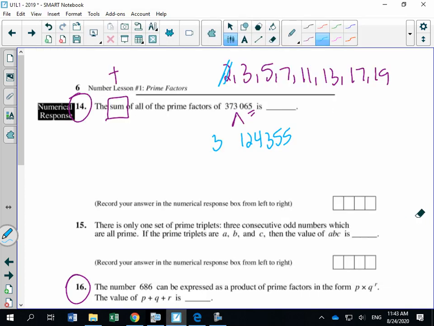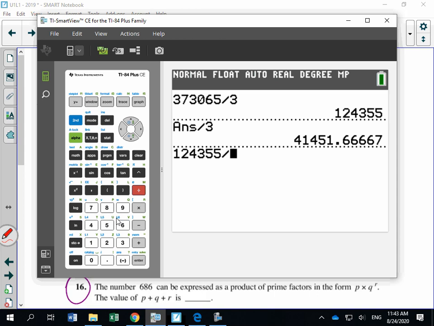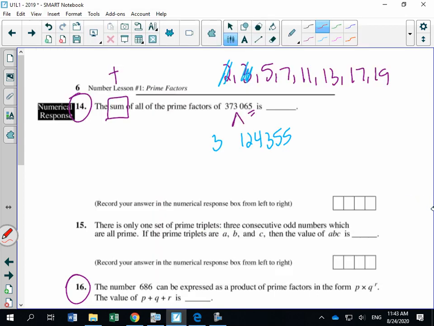I know it's not divisible by 3 now, so let's try 5. I know it will be divisible by 5 because it ends in a 5. So divide that by 5, and I get 24,871. I know that's not going to be divisible by 5, so I'm going to scratch that out. Let's jump up to 7.